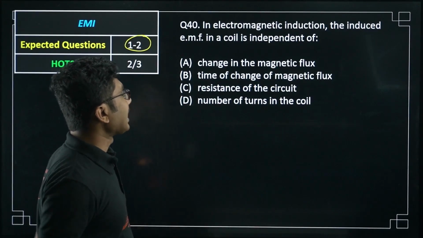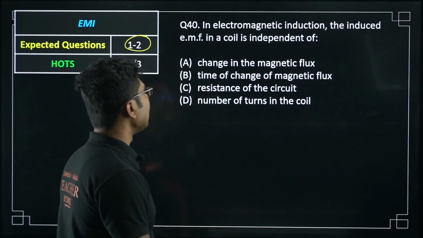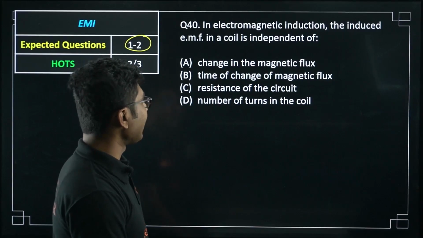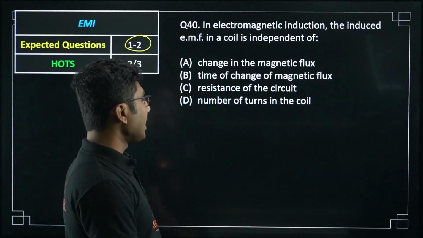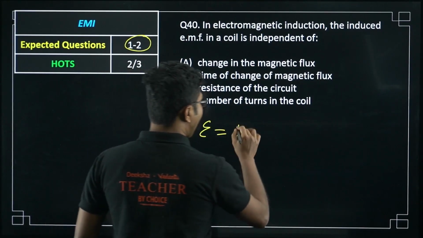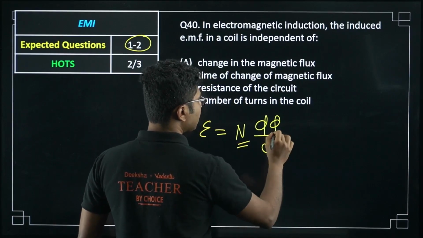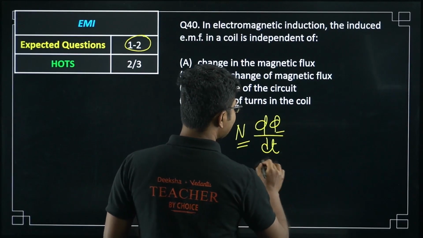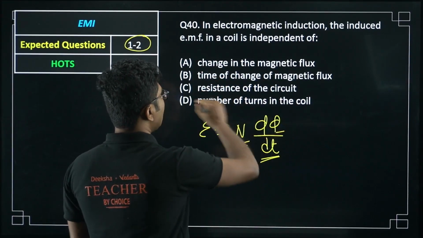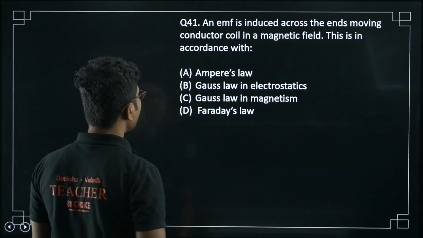Let's see what type of question is coming. In electromagnetic induction, the induced EMF in a coil is independent of: change in the magnetic flux, time of change in the magnetic flux, resistance of the circuit, or number of turns in the coil. Induced EMF is equal to N d phi by dt. So it depends on the number of turns, on the change in flux, and on the change in time as well, but nowhere can you see the resistance. So it is independent of the resistance of the circuit, right? Let's move on.